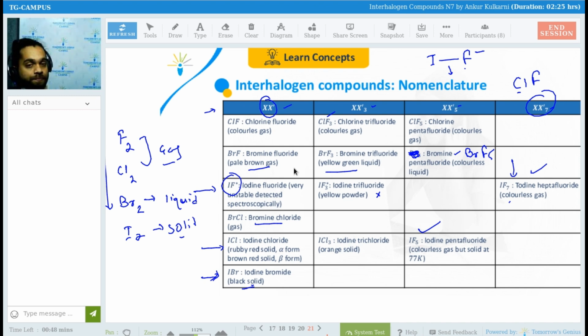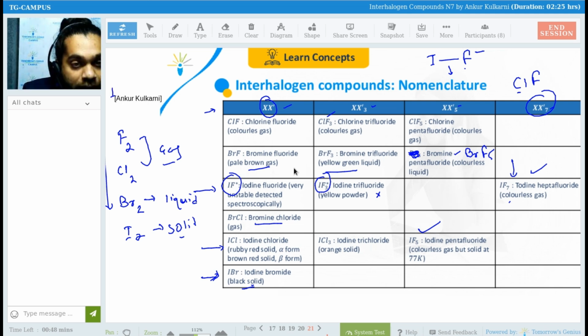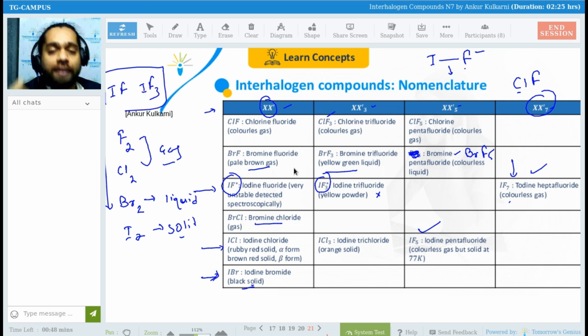Sir, is it the same in the case of IF3 also? Yeah, same thing. As I told you, IF7 is stable. Due to the larger number of fluorines, it is becoming stable. But IF and IF3 are unstable and they have a very short half-life. But yes, they can undergo hydrolysis.